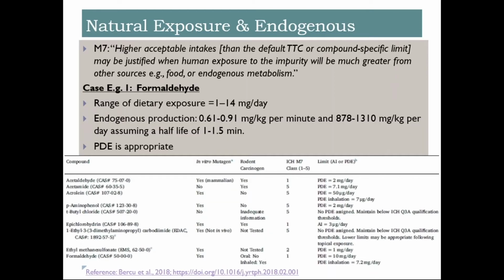Going on to the next, the case example of natural exposure and endogenous compounds. The case example I'm taking here is formaldehyde. This concept can be applied to mutagenic impurities with case-by-case assessment, when we know that the compound is also exposed via food or by any natural means, and is also produced endogenously. M7 provides this relaxation concept, however the final limit or levels should be based on a strong scientific rationale or justification.